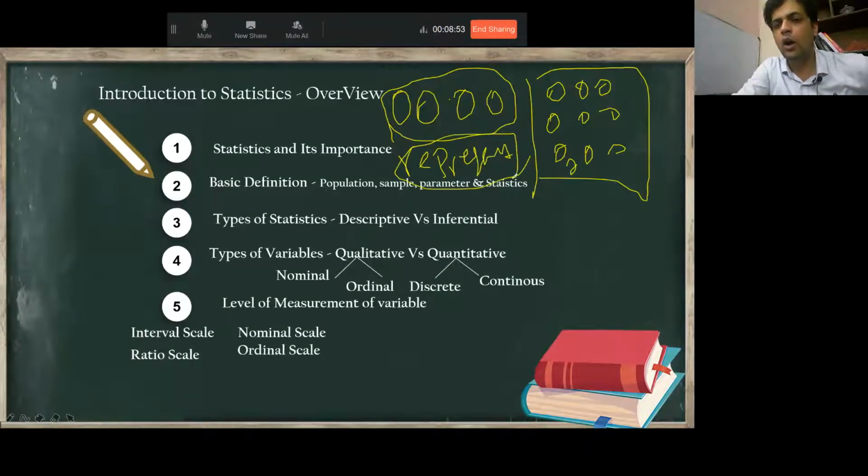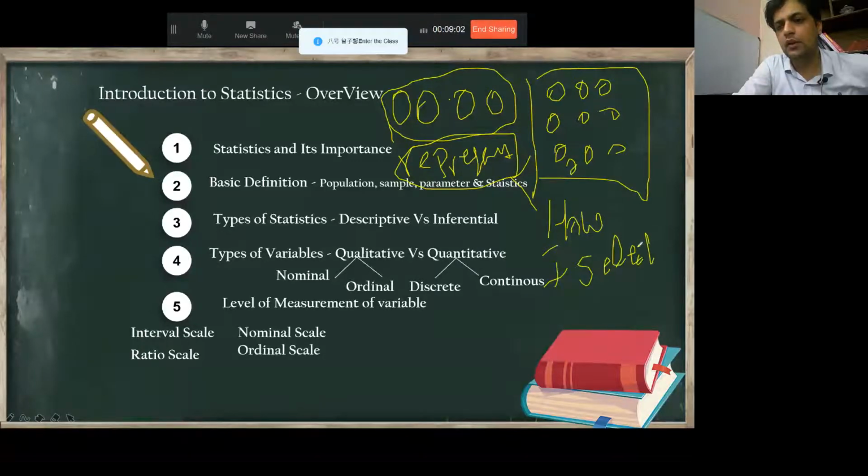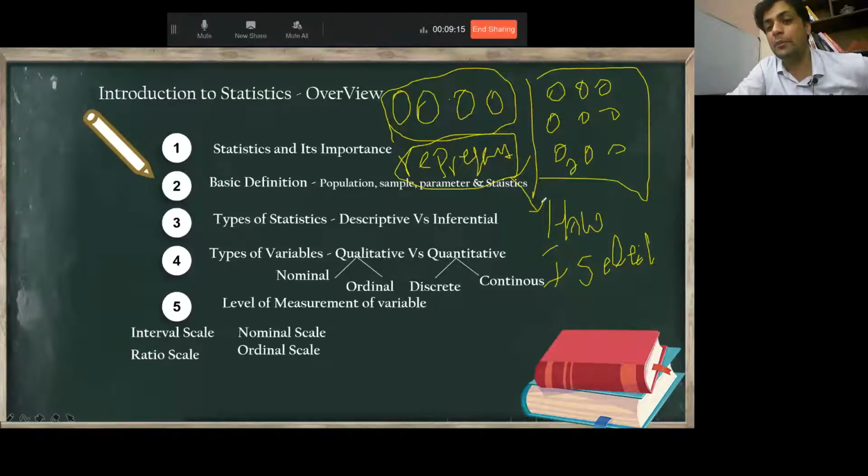How I select these 4, that's what we're going to learn today and tomorrow. On what basis are we going to select these 4 out of these 10, and are they truly representing the whole population or not? So the measures from these 4 are known as statistics, and from the population they are parameters. So last week we talked about this.